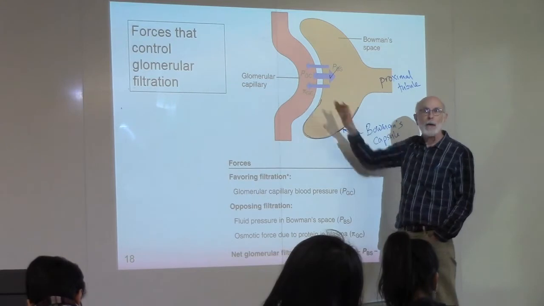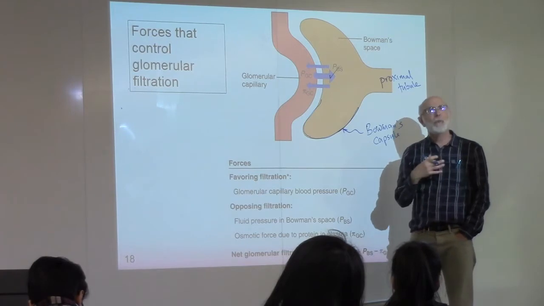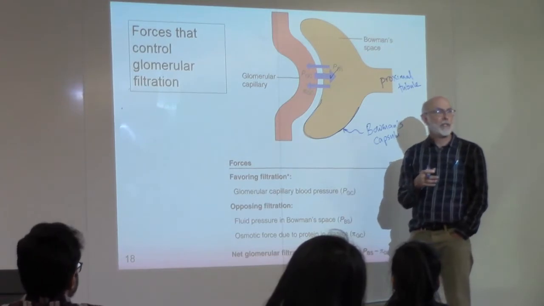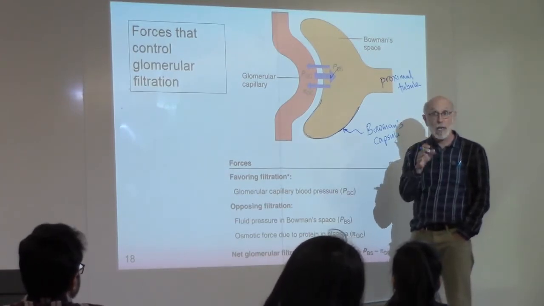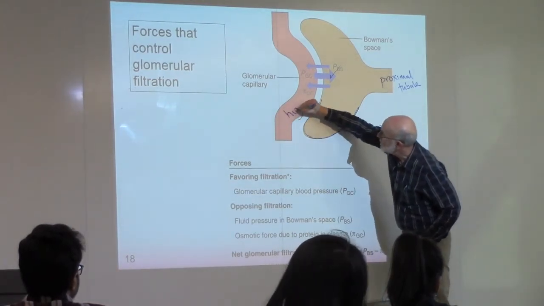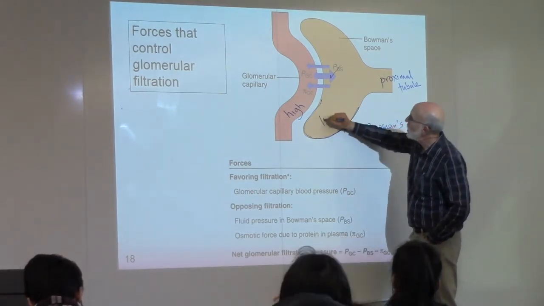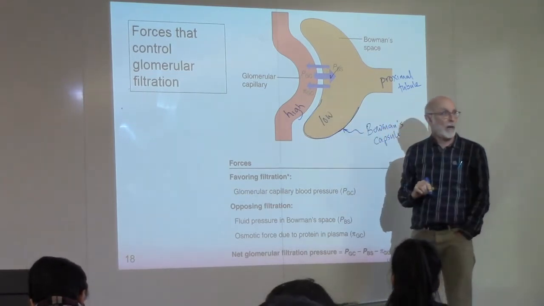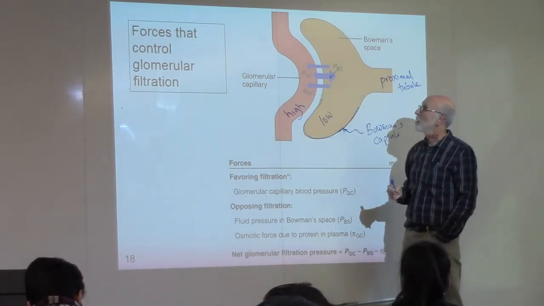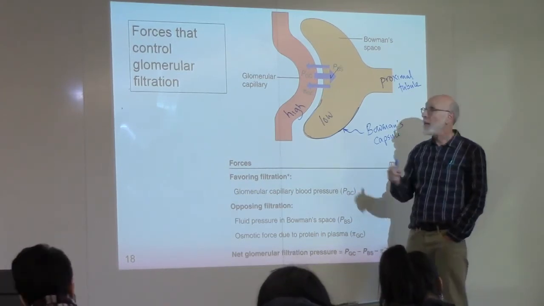And what causes water to flow from one place to another in response to osmosis? A concentration gradient. So if there is a high concentration of solute here and a lower concentration of solute here, then osmotic forces are going to push osmosis that way. I mean, it's going to push water that way.